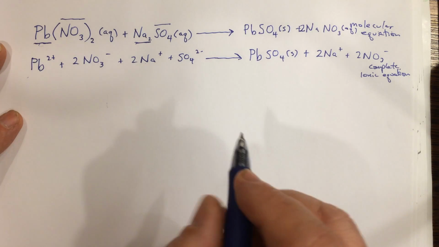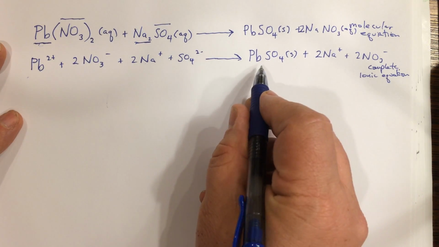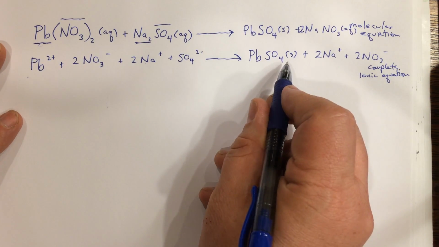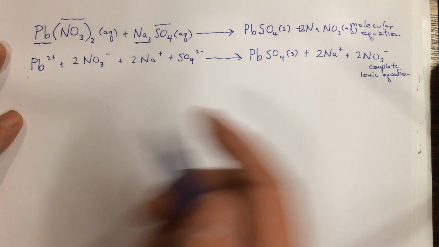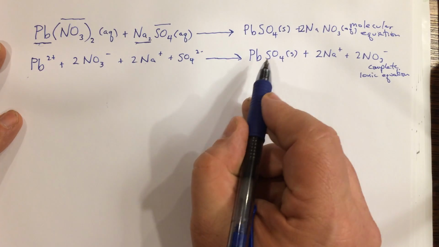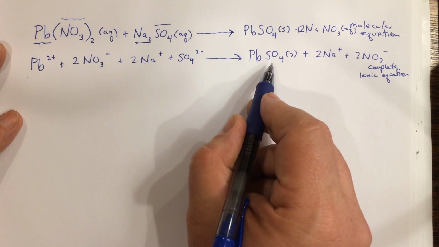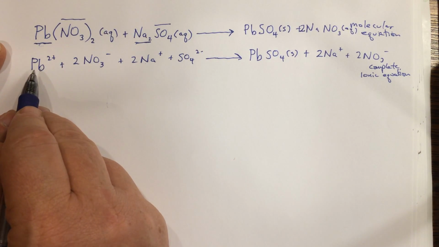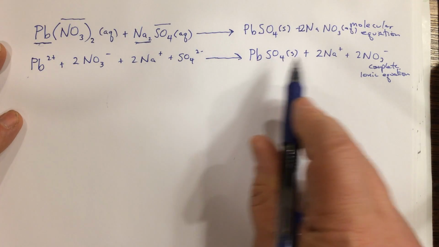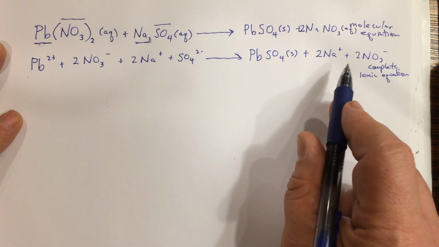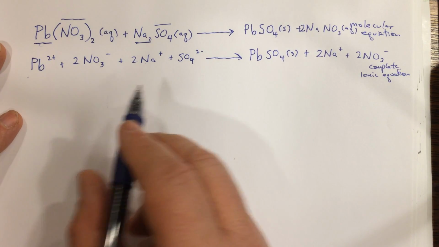But really, if you're going to see what did I actually make, I made lead sulfate. That's the only thing I made. Everything else is simply floating in the water. It's not making anything. This is the only thing that's made. What made lead sulfate? Well, lead made lead sulfate, and sulfate made lead sulfate. Everything else is going to be an ion on both sides. This is called a spectator ion.